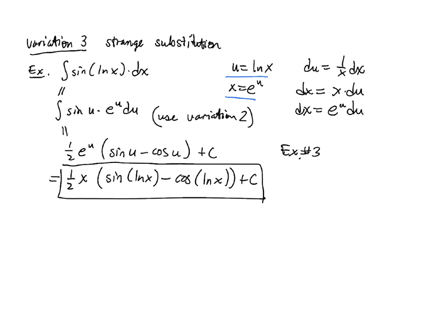Note that in that second to the last step, I'm not expecting that you have that antiderivative of sine u times e to the u du memorized, that example number 3 computation. If you've got that one memorized, great, but we're not expecting that. The expectation is that in that step you would use variation number 2 to do integration by parts twice in order to evaluate the antiderivative of sine u times e to the u du.